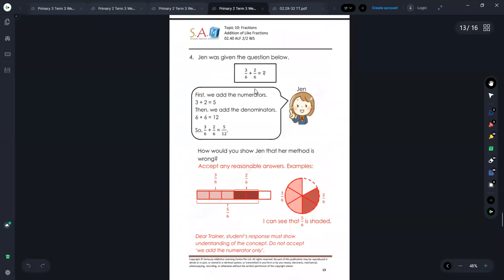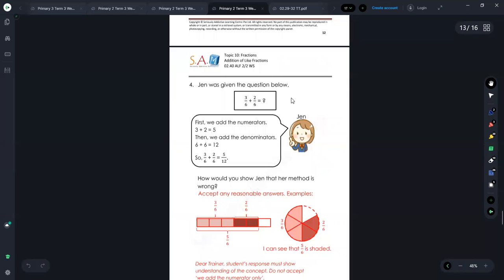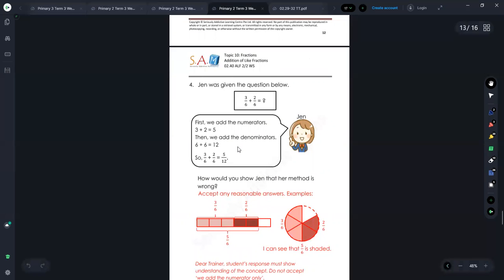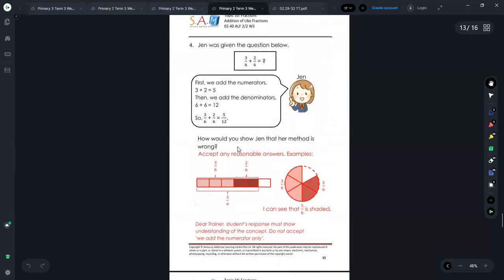Here you might want to take them through. Jen was given this question, and then she did it as 3 out of 6 plus 2 out of 6, and the answer was 5 out of 12. So teach them how to explain why Jen is wrong, first of all by showing them the correct answer. What can they do? They can draw the model out.